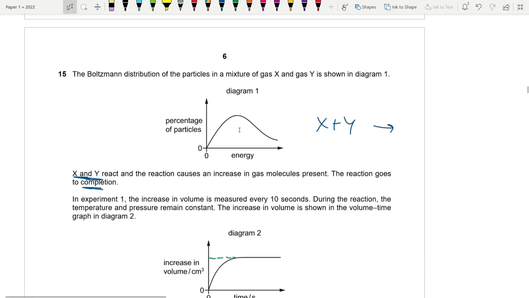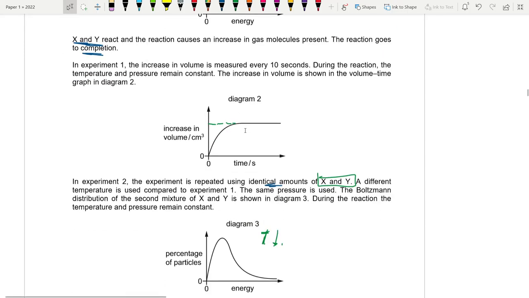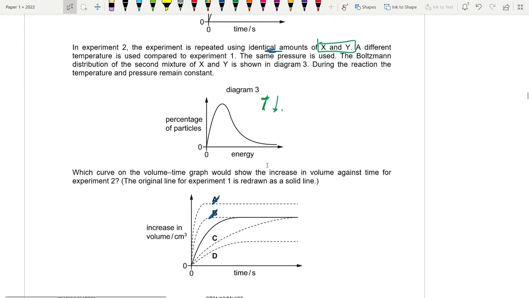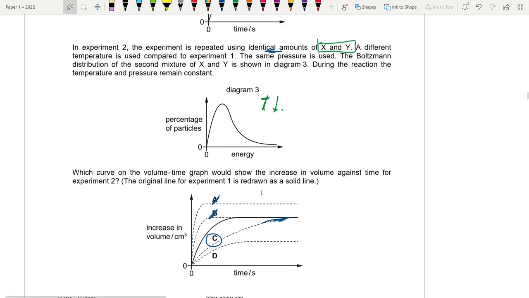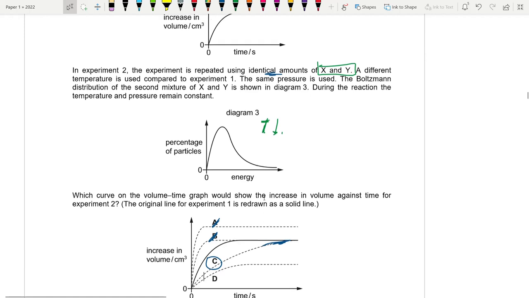So here it's happening at a certain temperature which is higher than experiment 2. That's why we get it so fast, right? But in the second experiment we should get the same volume but at a greater time. Logically it should be C, because D is showing us that the increase in volume is not the same. It's showing us that the increase in volume is much less. But the mark scheme is showing D. D doesn't make sense, guys.